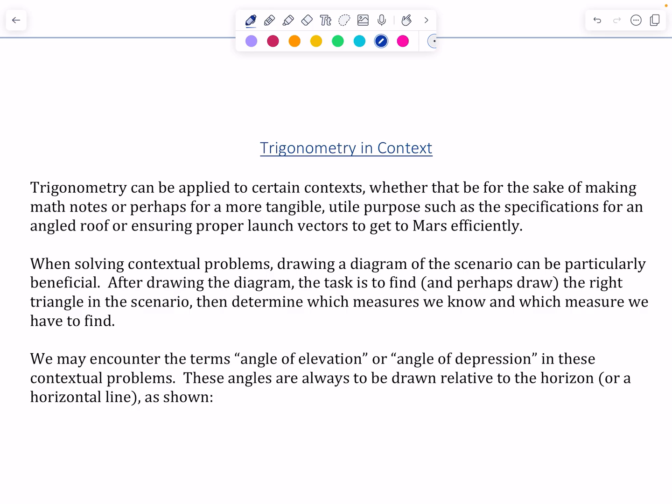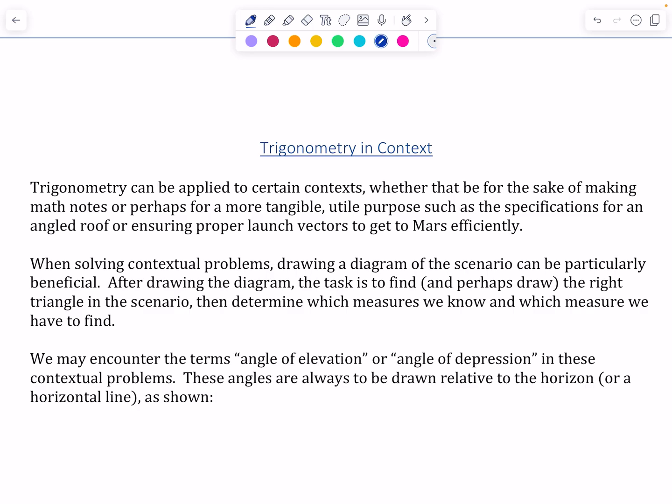But that's going to come down to your own decisions later down the road. Whenever we are solving contextual problems, drawing a diagram can be super handy, because if we draw a diagram, really picking apart the information that's given to us, we can possibly find a right triangle. And if we can find a right triangle, then it becomes just like any of the other questions we did in the previous lessons, which is pretty wicked awesome.